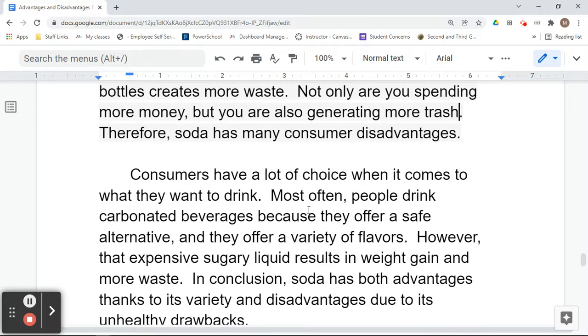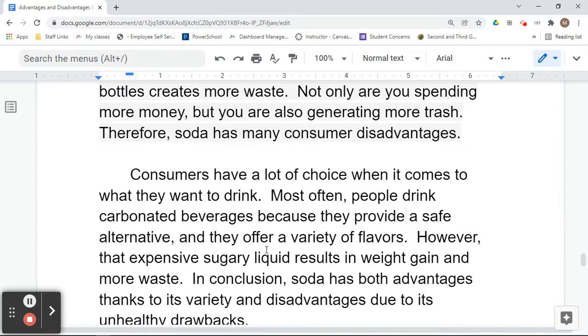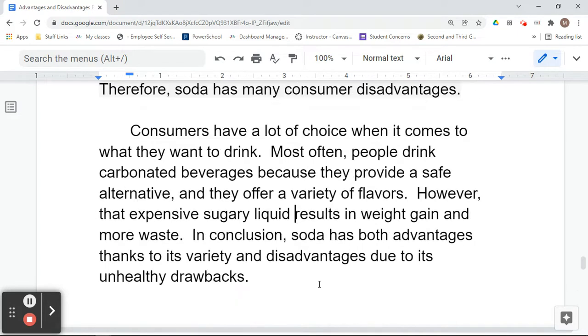Consumers have a lot of choice when it comes to what they want to drink. Most often, people drink carbonated beverages because they provide a safe alternative, and they offer a variety of flavors. However, that expensive sugary liquid results in weight gain and more waste. In conclusion, soda has both advantages thanks to its variety and disadvantages due to its unhealthy drawbacks.